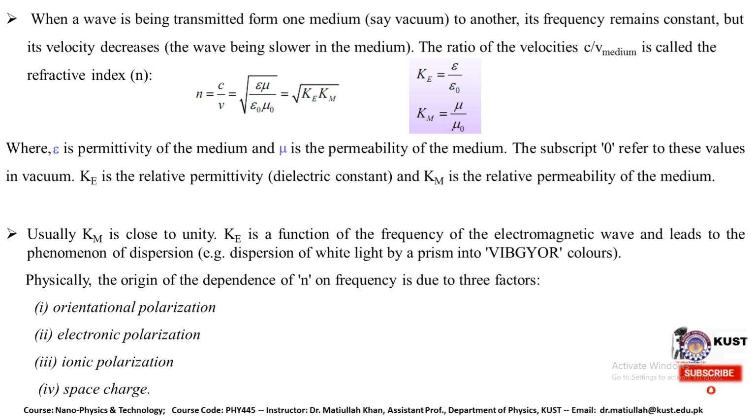Physically, the origin of the dependence of n on frequency is due to the following factors. The first one is the orientational polarization, which we will see in the next slide. The second one is the electronic polarization, which will also be discussed in the next slide. Then ionic polarization and the space charge.